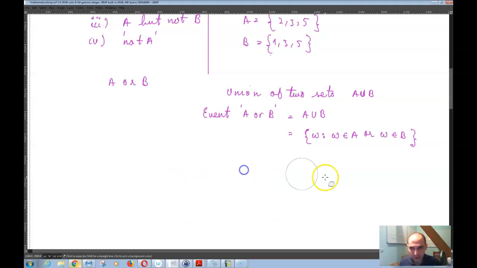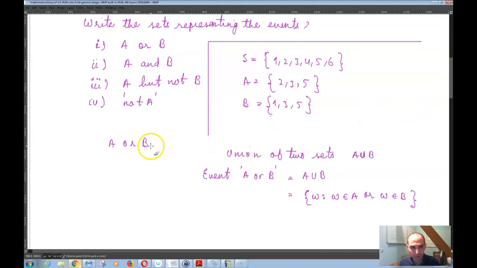Now let's go and see what we can do over here. So here we said that A or B is just simply A union B, meaning all the members of A and all the members of B and all the members that they have in common as well. That's A union B, which is the event A or B, right?